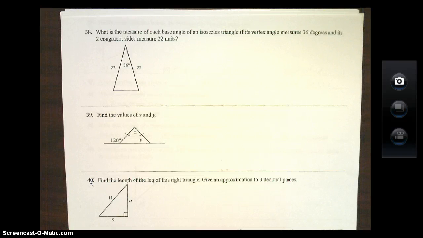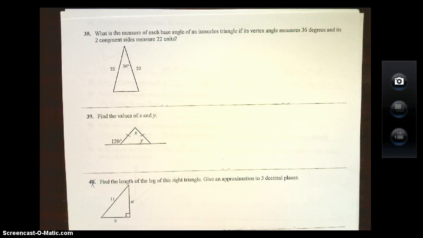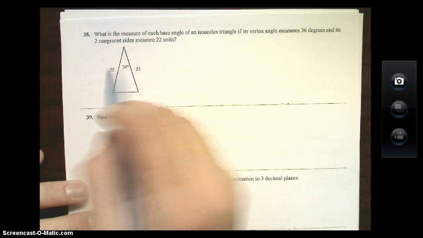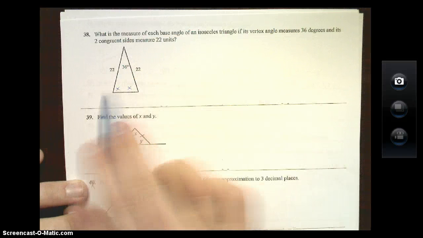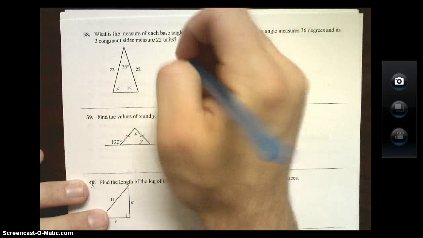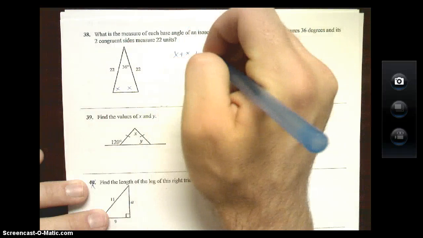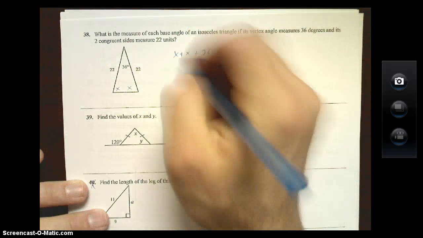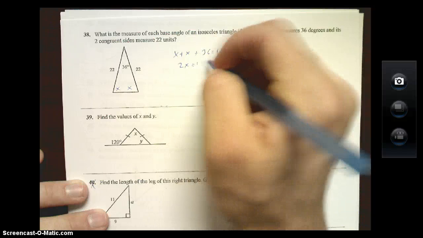Here we go. Number 38, what is the measure of each base angle of an isosceles triangle if its vertex angle measures 36 degrees and its two congruent sides measure 22 units? If both sides are the same, both these angles have to be the same. So we know that all three angles have to add up to 180, so make up our equation.